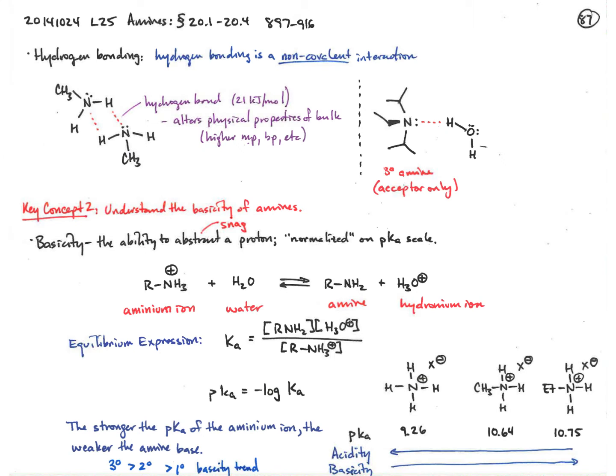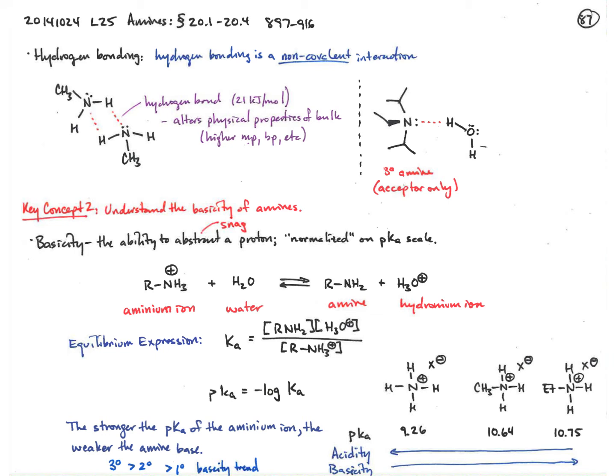So properties of amines. Amines can undergo hydrogen bonding. So we've seen that as well with alcohols. Again, hydrogen bonding is a non-covalent interaction. So for example, if we have methylamine, we're showing 2 molecules of that, and then we're showing the hydrogen bond here as this dotted red line. That's typically about 21 kilojoules per mole.